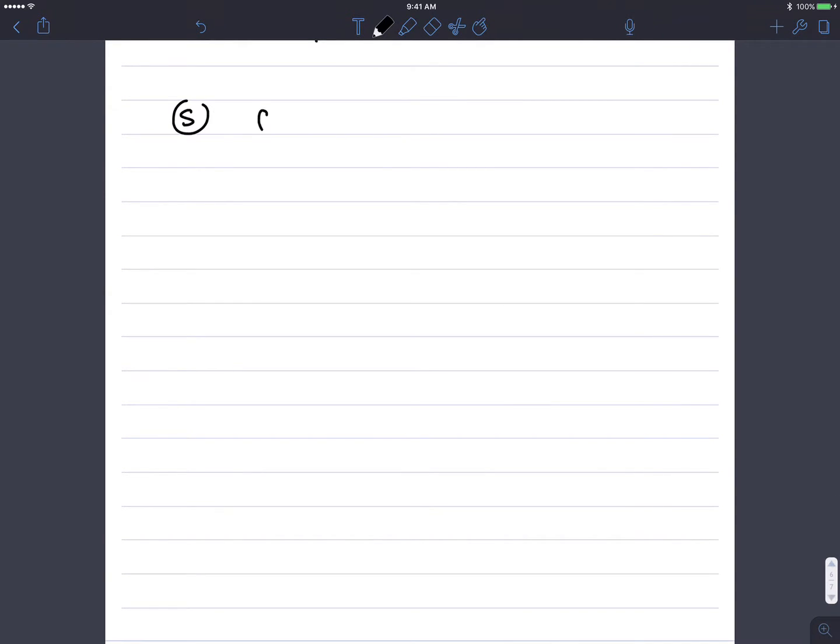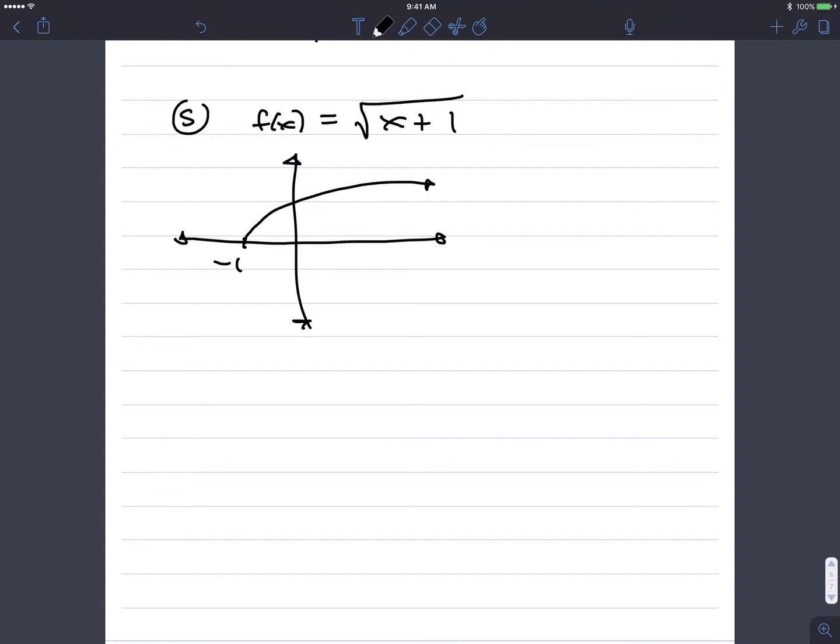Number 5. Didn't we see this number before? Square root of x plus 1. What does that curve look like? Yeah, this is square root function. Starting at negative 1, let's see if we draw this horizontal line. Will you hit this curve in only one spot? Yes. This is, what do we say? 1 to 1. Good. One nice 1 to 1 function.